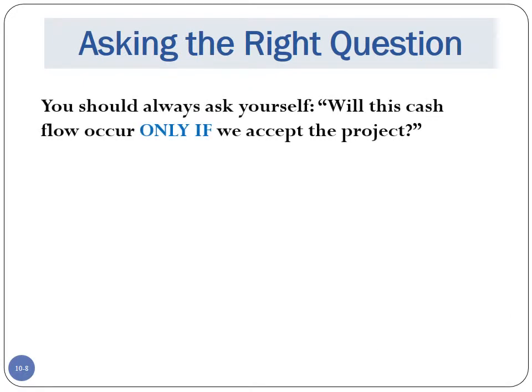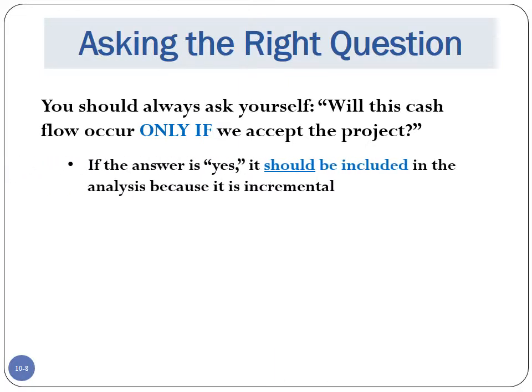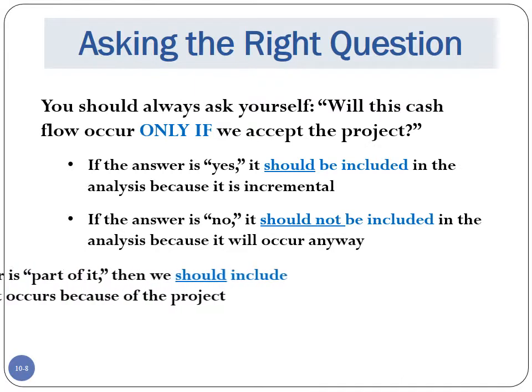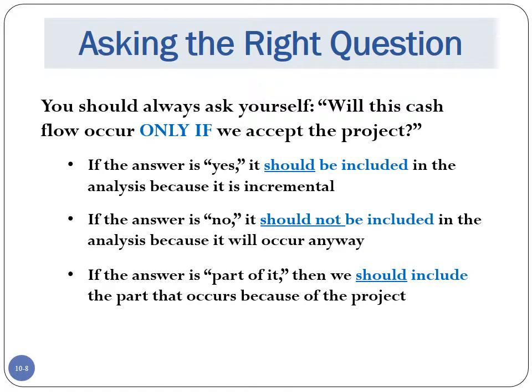The key is to ask the right question when we do a project assessment. And the question is, will this cash flow occur only if we accept the project? If we accept this project, will the cash flow occur? If the answer is yes, the cash flow should be included in the analysis because it's incremental. If the answer is no, it should not be included in the analysis because it will occur anyway. It's something that is an ongoing cash flow. If the answer is part of it, then we should include the part that occurs because of the project. This is the delta, and this is what we should be looking at.